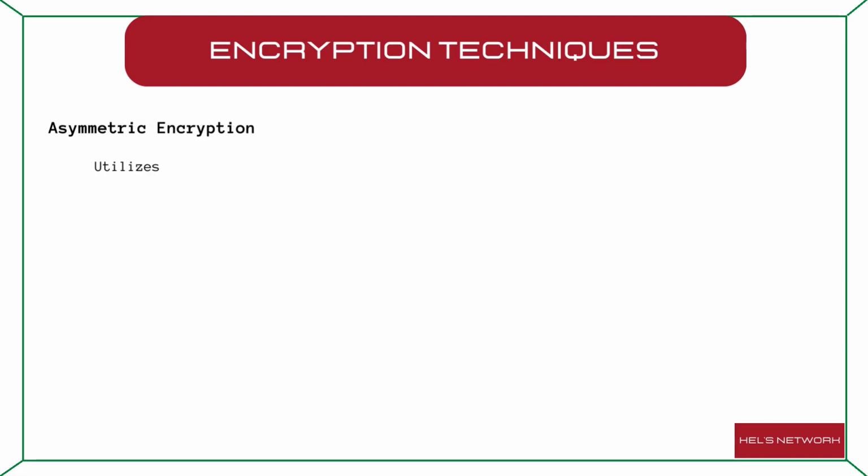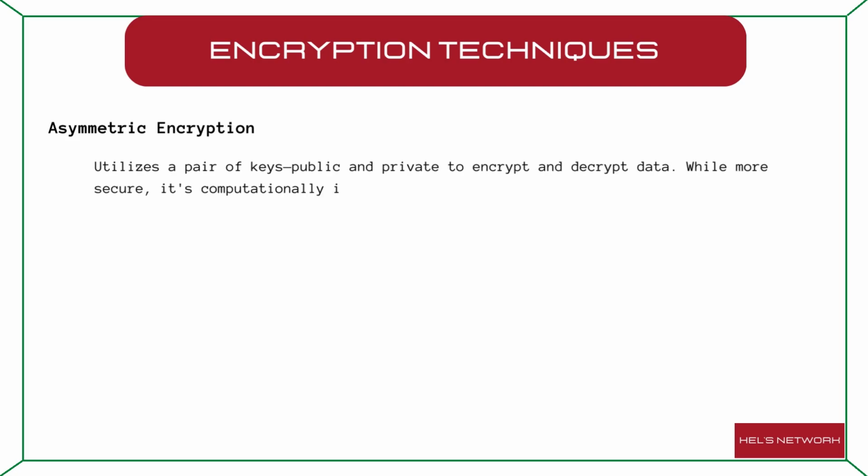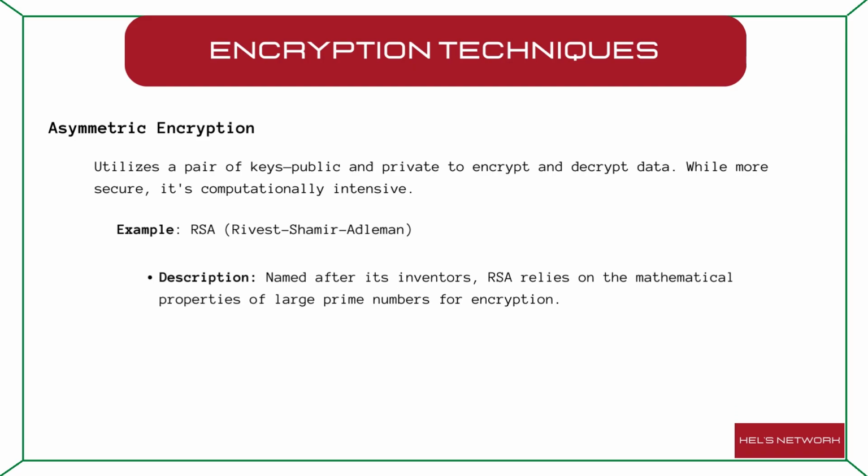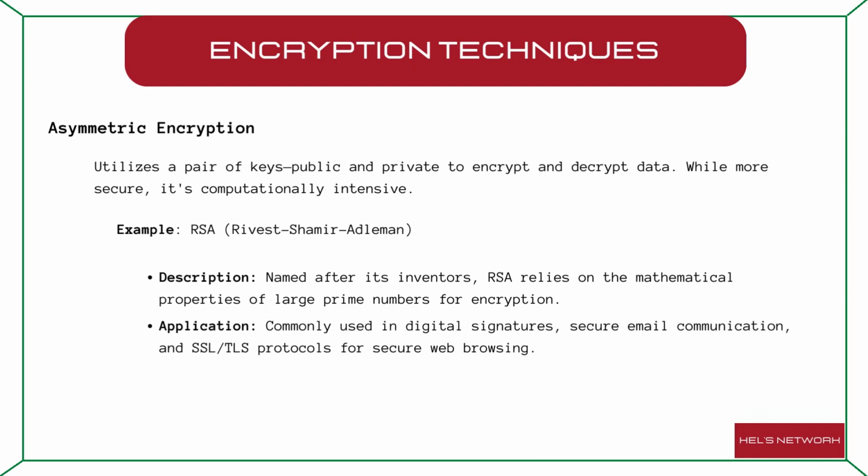Asymmetric encryption utilizes a pair of keys, public and private, to encrypt and decrypt data. While more secure, it's computationally intensive. Example, the Rivest-Shamir-Adleman system. Named after its inventors, RSA relies on the mathematical properties of large prime numbers for encryption. Commonly used in digital signatures, secure email communication, and SSL/TLS protocols for secure web browsing.